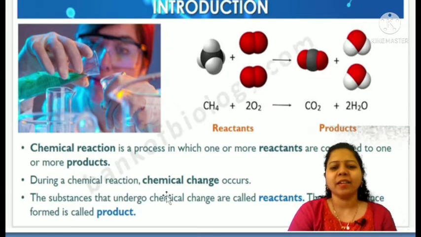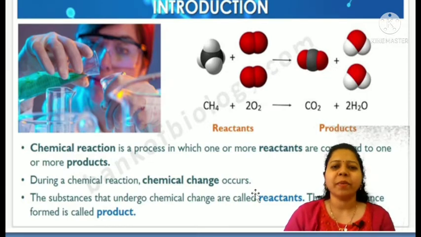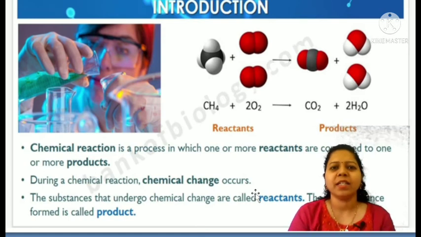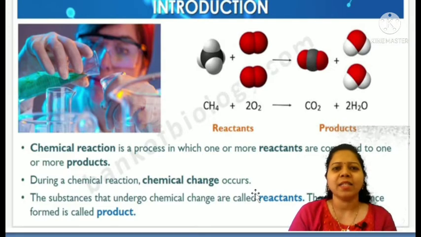During a chemical reaction, chemical change occurs. Now what is meant by chemical change? It is one type of change in which the chemical composition of a substance changes. For example, take the spoiling of milk. What happens when the milk spoils? Initially, the milk has a certain taste, color, and chemical composition, and after spoiling, its taste, color and chemical composition are all different. In that case we say chemical change occurs, and the reaction in which chemical change occurs is known as a chemical reaction.